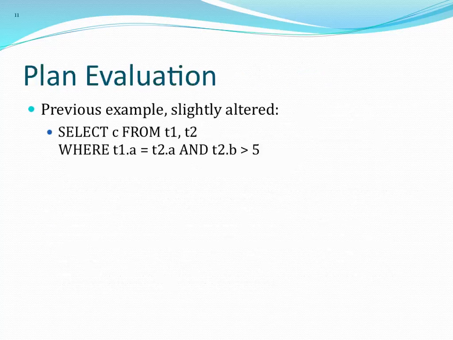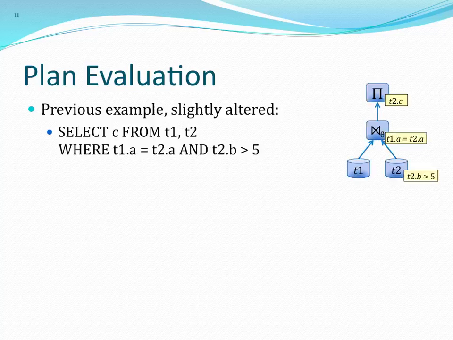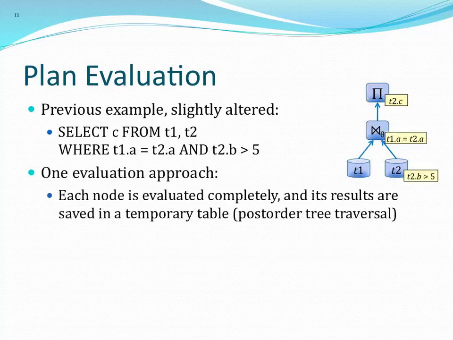Okay, now this was the previous example. All I really did here was add a project. So I used to say select star from T1, T2, but now I say select C from T1, T2. And we would probably translate it into something like this. So how do we evaluate this plan? We have several different options again in how we do this, and you will see these different approaches in various databases, although there are common ones that are used by most database systems. But here's one possible approach.